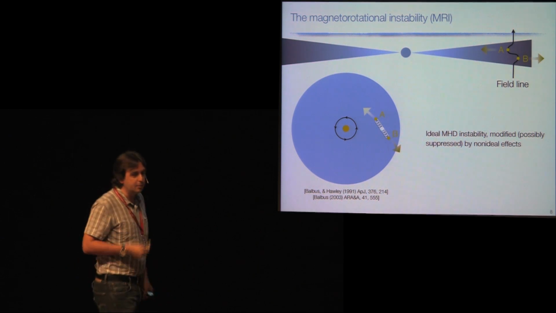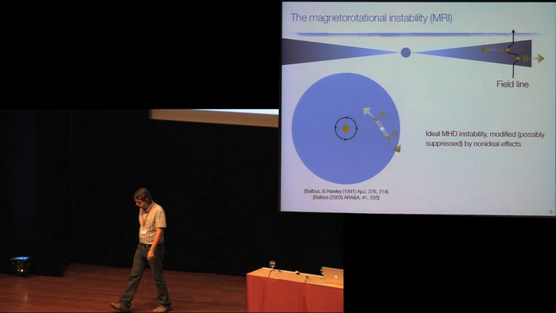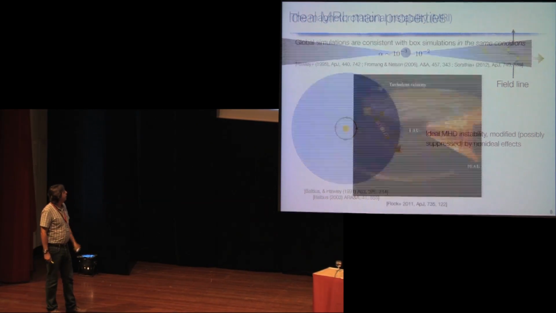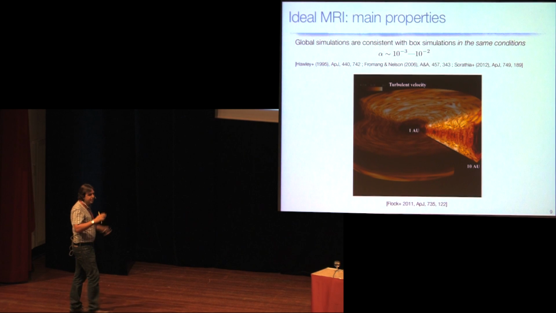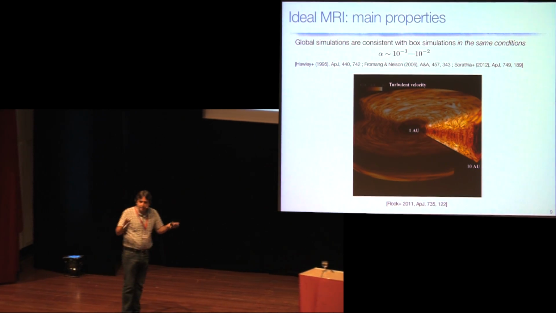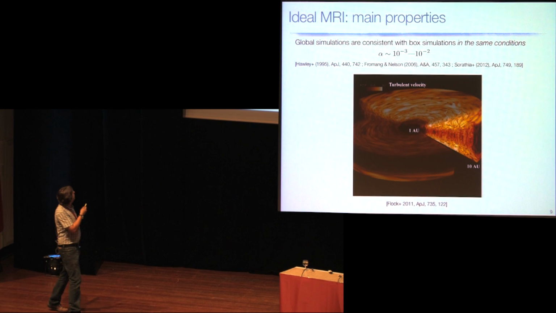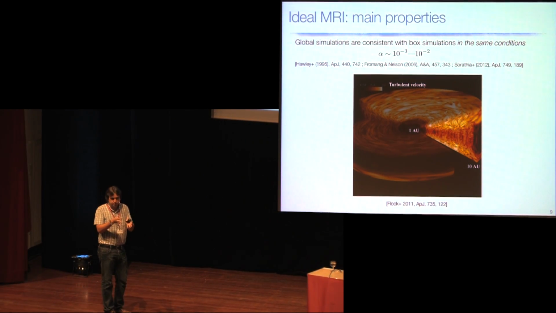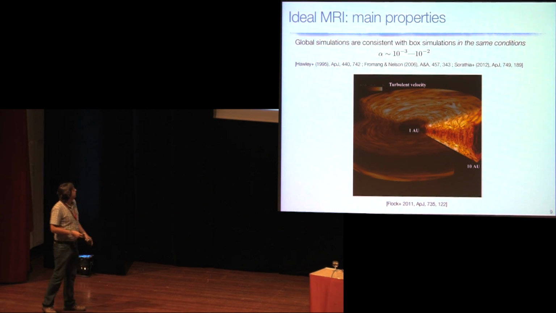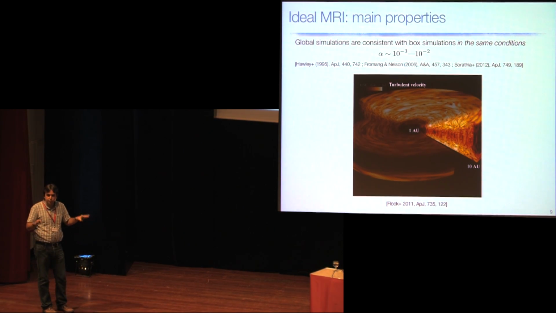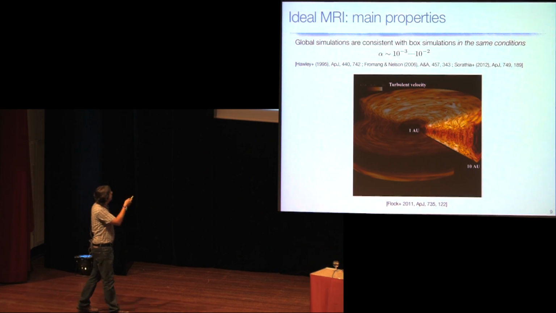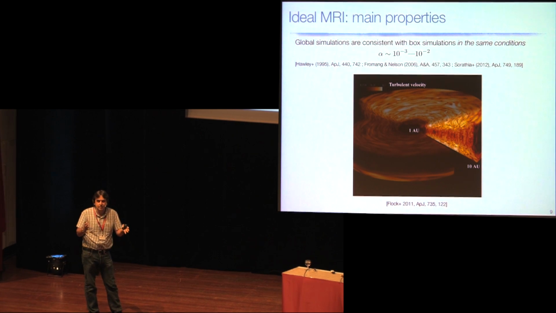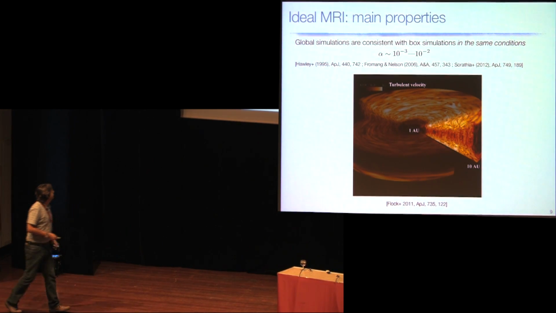So this instability has been studied for quite a long time now. The first simulations were done in 1995, and I'm going to show you a typical MHD simulation. These are the main properties we know of the MRI in the ideal MHD limit. Global simulations, in which you compute the whole disk, and local simulations, in which you just look at a tiny box inside the disk, are all consistent with each other, and they typically give values of alpha between 10 to the minus 3 and 10 to the minus 2, which is exactly what you want to explain accretion rates.